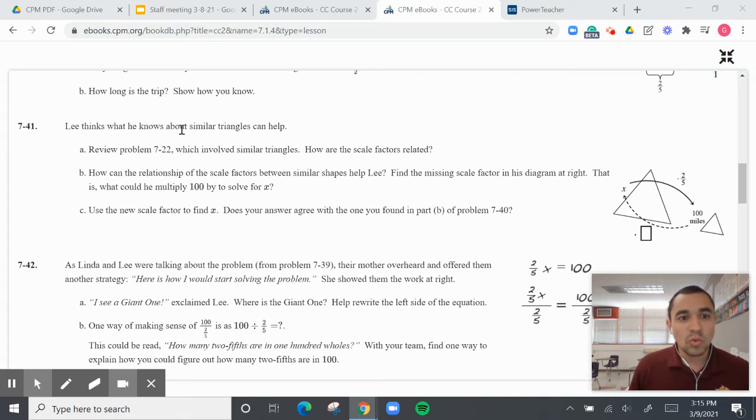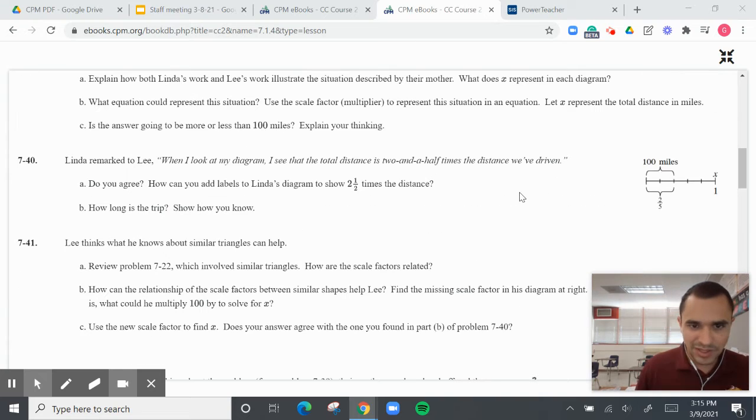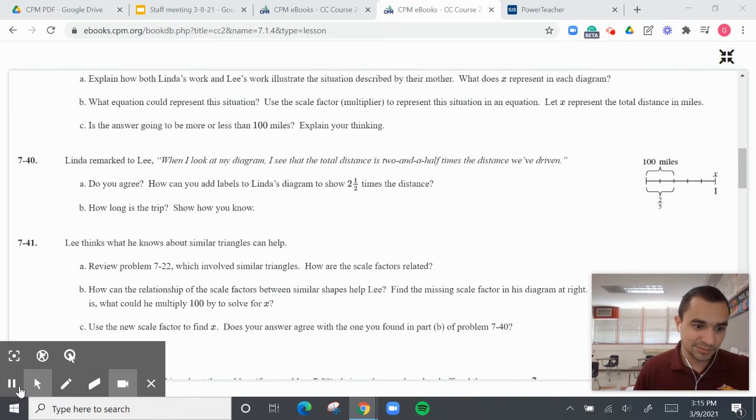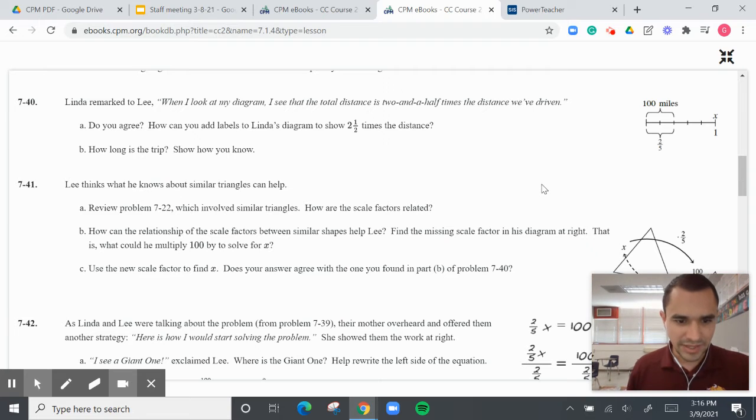Lee thinks what he knows about similar triangles can help. All right. So review 722, which involves similar triangles. We're not going to do that. How are the scale factors related? What do I want to do, 741? I don't think I want to do 741. I apologize. Give me 1 second. Okay, I was wrong. I need to do 740 and not 741. That's the one I wanted to do.